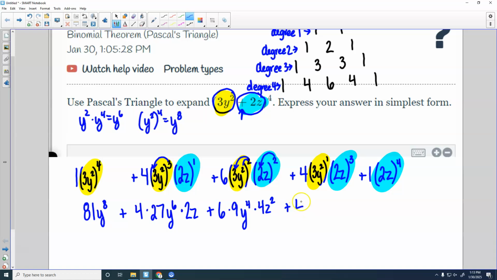For the next one, I'm going to have the 3y squared is just to the 1st power, so it just looks like this. I got to raise 2 to the 3rd power, which is 2 times 2 times 2, which will give me 8. And then z to the 3rd power. And then the last one, I'm going to have 2 to the 4th power. 2 times 2 times 2 times 2, which is 16. And then z will be to the 4th.